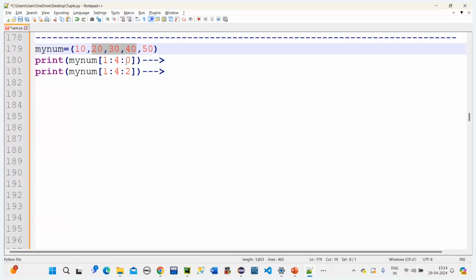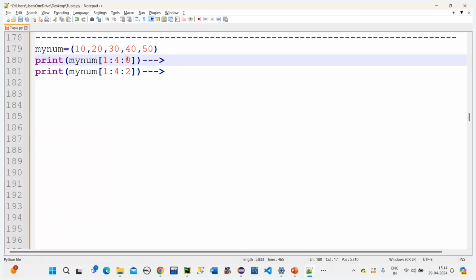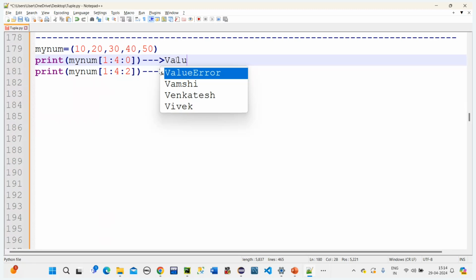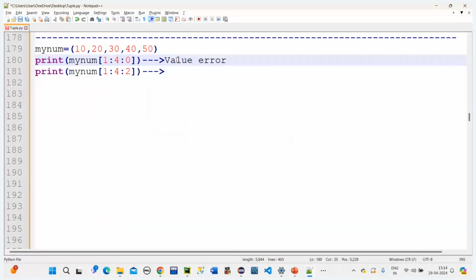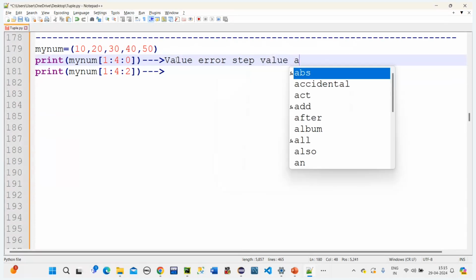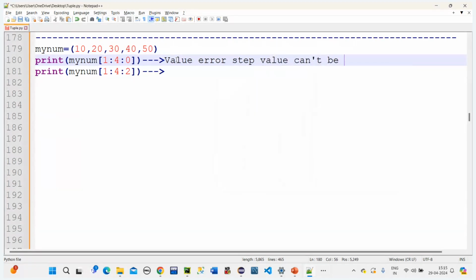But here we have 0. 0 means what? So the step value cannot be 0. If it is 0, it will throw what? Error. So now it will be giving us what? Error. Value error. It means what? Step value cannot be 0. Yes. Now at least you can tell me this second print.